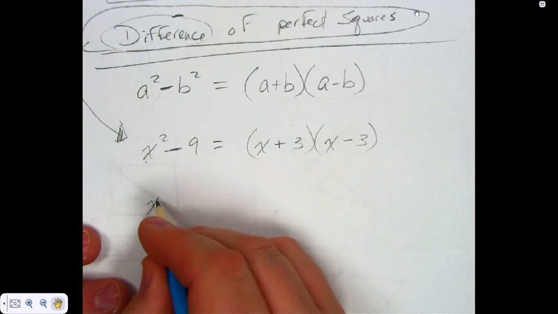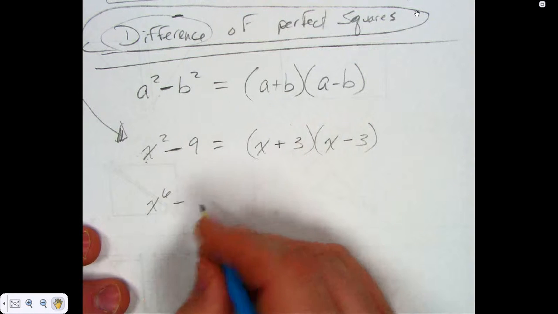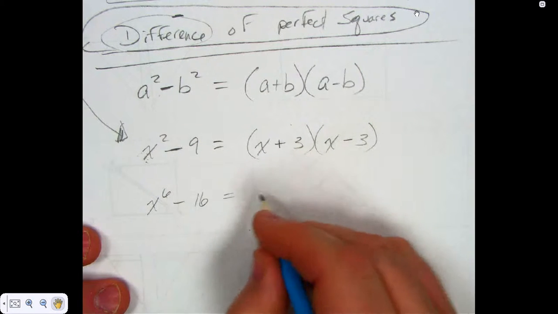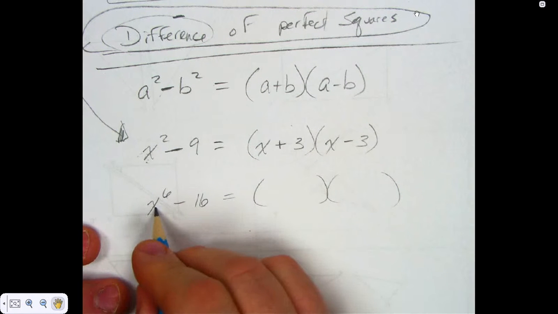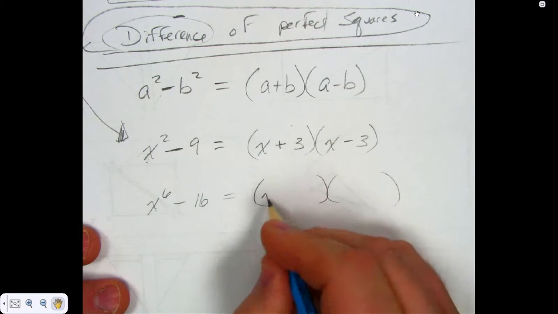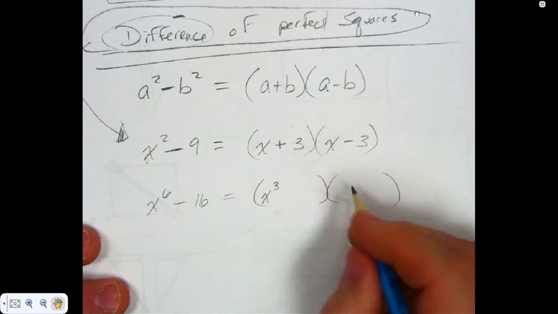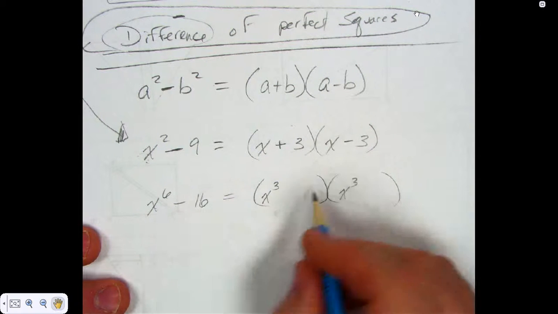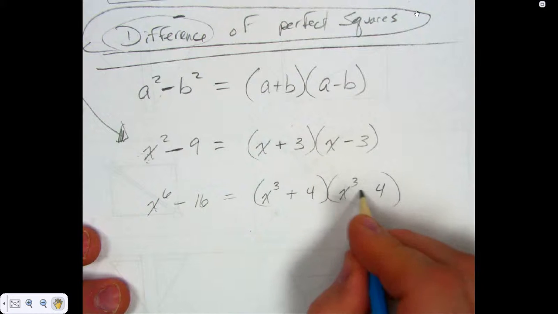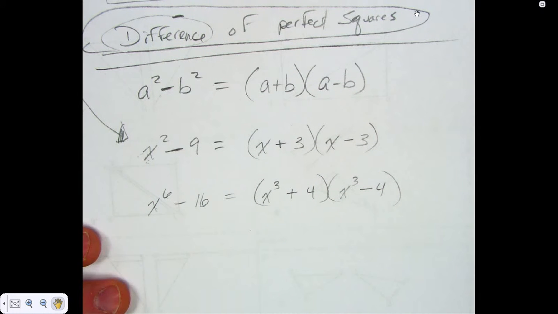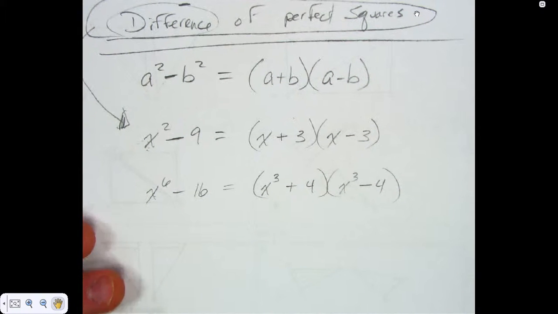So if I had x to the 6th minus 16, even though I don't think you're going to deal with this any, is that a perfect square? Yes, that's x to the 3rd, isn't it? So x to the 3rd is the square root of that. Is 16 a perfect square? So 4, what do I put? Plus, minus. Easy peasy, huh?